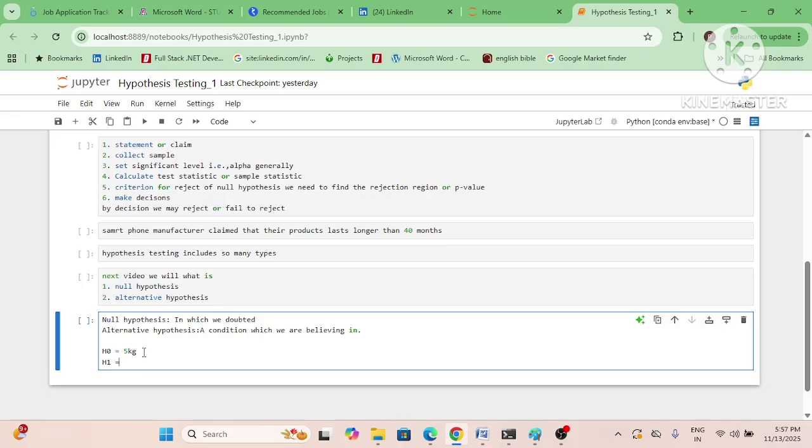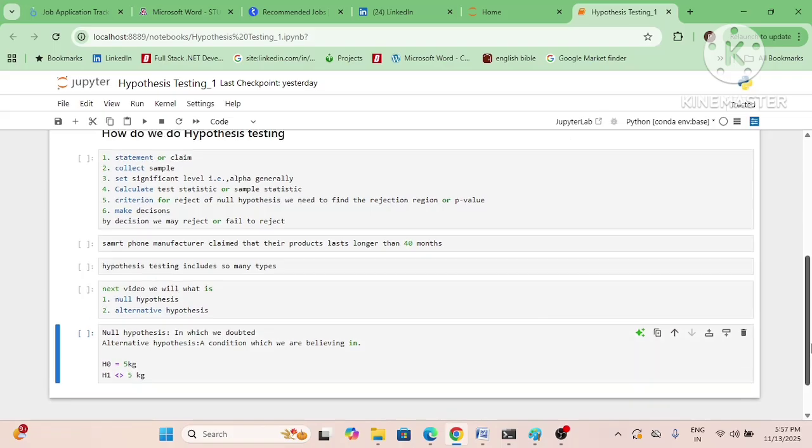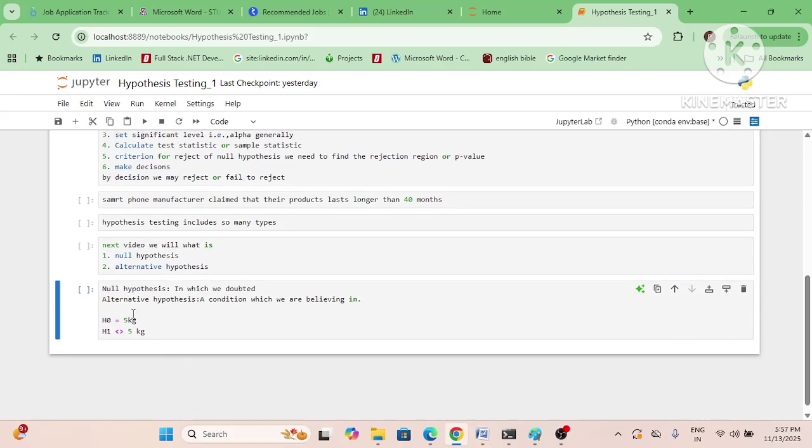The alternative hypothesis, H1, is not equal to 5 kg. It's not 5 kg, it is something else like 4.7. So the null hypothesis is the one which we doubted. The alternative hypothesis is a condition which we are believing in. We are not believing in 5 kg, but we are believing in something other than 5, like 5.1, or 4.9, or 4.7.